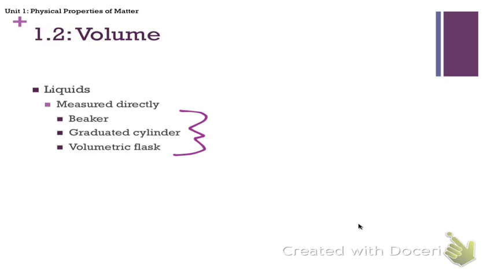And which one you use depends upon the precision that you need. If you don't have to be very precise, if you're just looking to kind of get a certain volume, a beaker is fine. If you want more precision, you may move up to a graduated cylinder. And then if you want even more precision, you may move up to a volumetric flask.